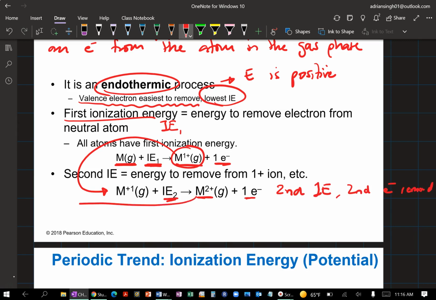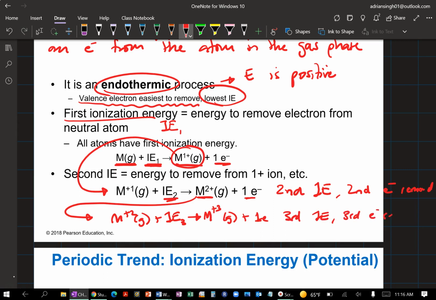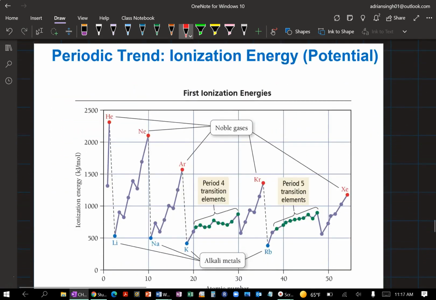We can take that M2+ now in the gas phase. We now provide some energy to remove that third electron. We end up with M with a +3 charge, and we eject that electron. All right, so this would be the third ionization energy, which means the third electron is going to be removed. So we need to know what ionization energy is first before we talk about the trend.